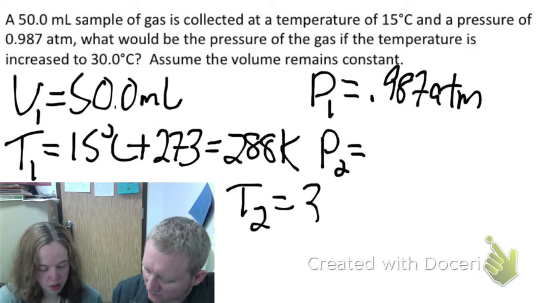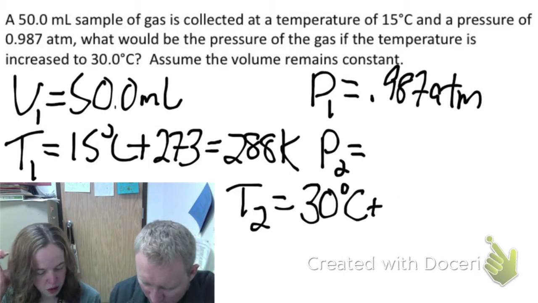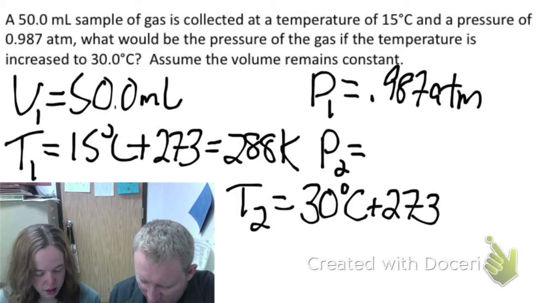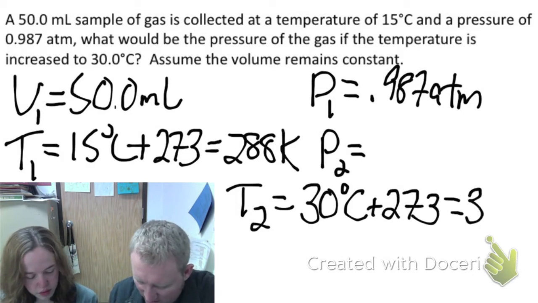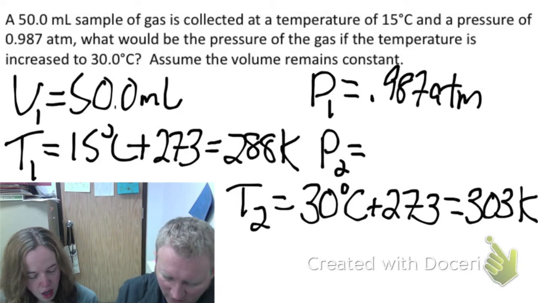So write down our 30 degrees Celsius. What are we going to have to do? We're going to have to add 273. So that gives us 303 Kelvin.